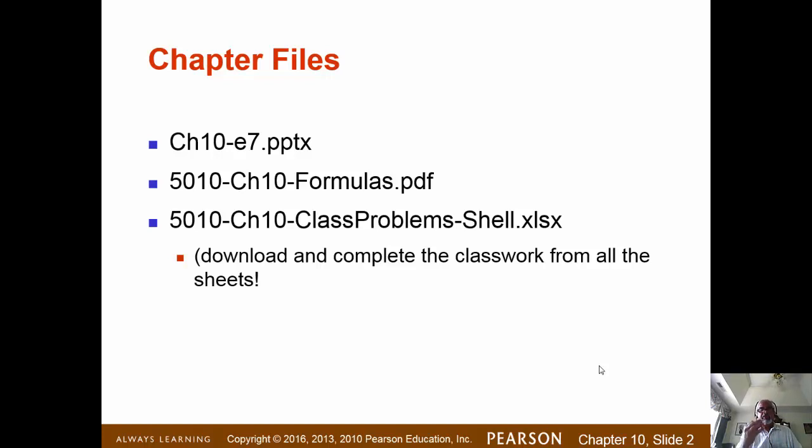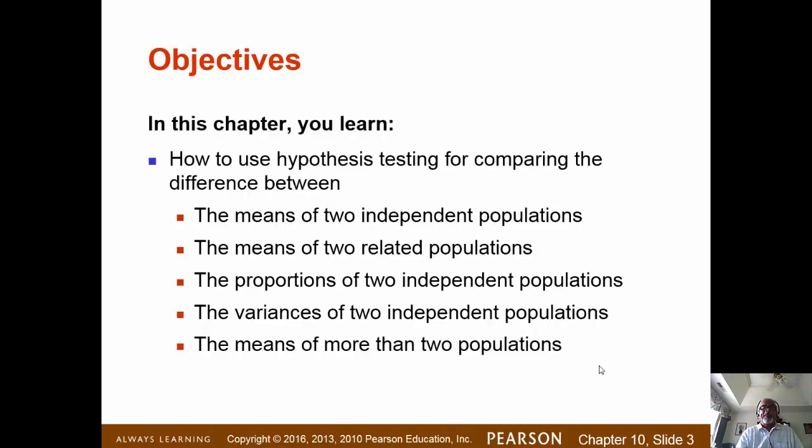So we start with these three files that are available. Make sure that you download them. Use the PowerPoint file to follow along with these lectures, and then the formulas.pdf file, you can print that and keep it by your side so you can refer back to those formulas. And the shell file, download the shell file and complete the problems in the shell file as directed in these tutorials.